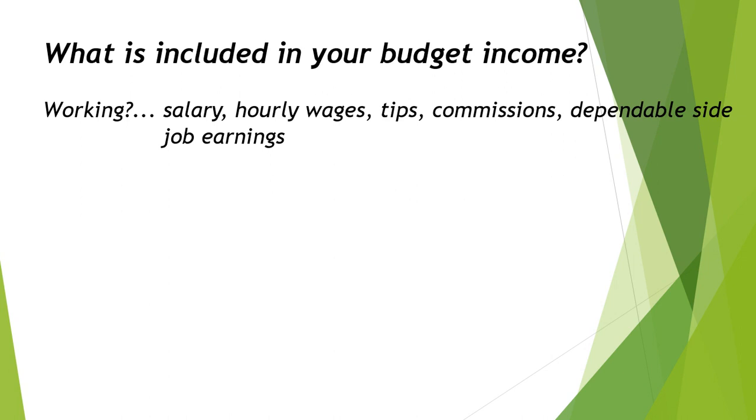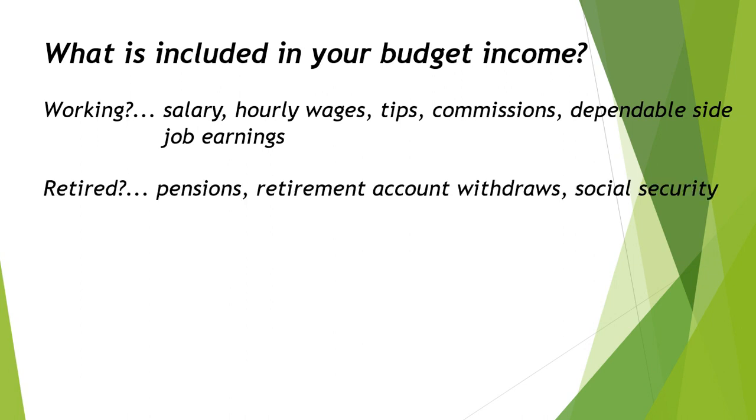So, what is included in your budget income? Well, first of all, if you're of working age, then simple things like the salary you're paid, the hourly wage you're paid, any tips, commissions, any really dependable earnings that you get from a side job or from your regular job. All those things need to be documented in your budget. If you're retired, then you have things like pensions. You have withdrawals from a 401k or an IRA or an annuity or many other types of retirement accounts. And you have Social Security.